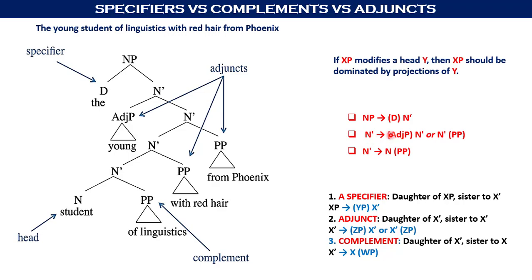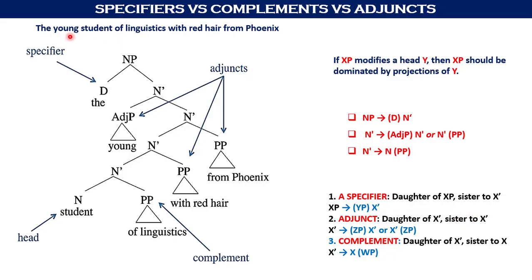This is where you will find the adjuncts which are modifying or qualifying the noun. Now we have three adjuncts. We have young, which is modifying the noun. We have the second adjunct, from Phoenix, which is also modifying the noun. And we have the last adjunct, a prepositional phrase, with red hair, also modifying the noun. So how many adjuncts do we have? Three adjuncts. Based on our rules, the adjunct must be a daughter of an X-bar and a sister to an X-bar.